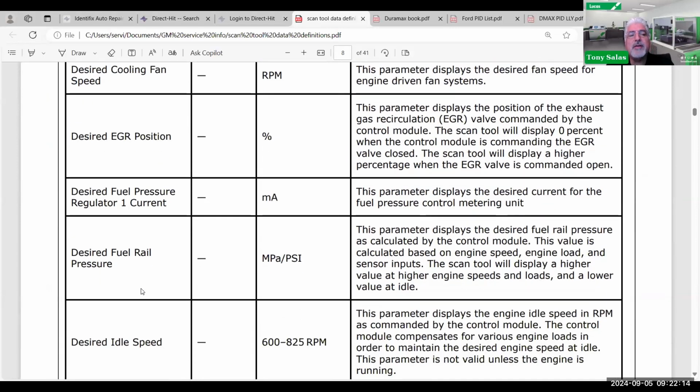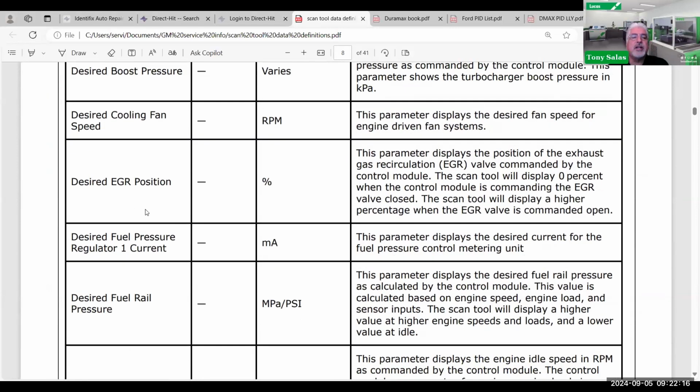Now, you've got your obvious ones, and the obvious ones are like desired EGR position. If you've dealt with a lot of Duramaxes through the years, we know that they get carbon-fouled intakes. So in this case, we can get a sticky EGR. We can have a P0101 code set. So you definitely want to look at the desired EGR position and the actual EGR position. And those are, to me, the easy PIDs.